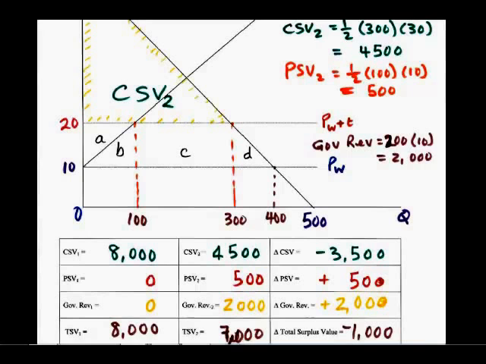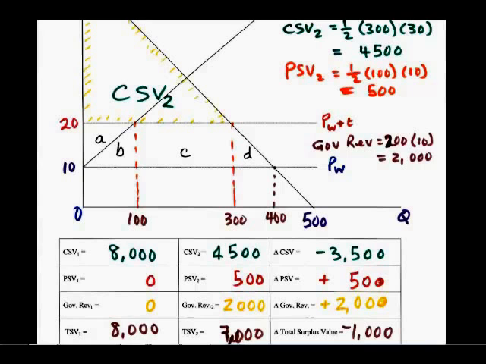The complete social welfare analysis in this case would be the change in the consumer surplus value, going from 8,000 to 4,500, is negative 3,500. The change in the producer surplus value, in going from no domestic production to a production of 100 domestically, giving us a producer surplus value of 500, means the change in the PSV is going to be a positive 500.